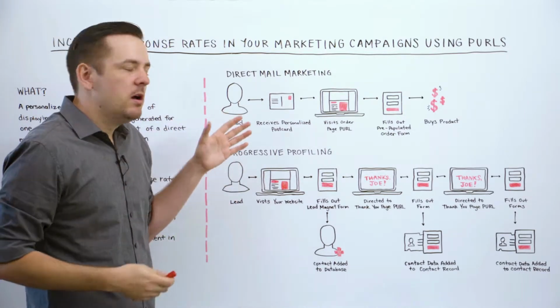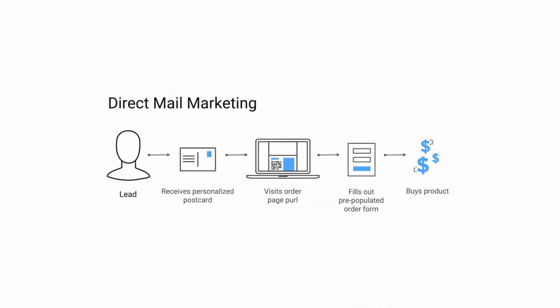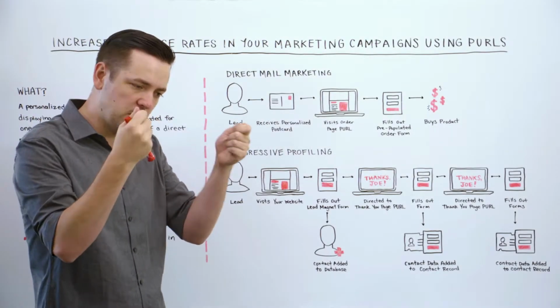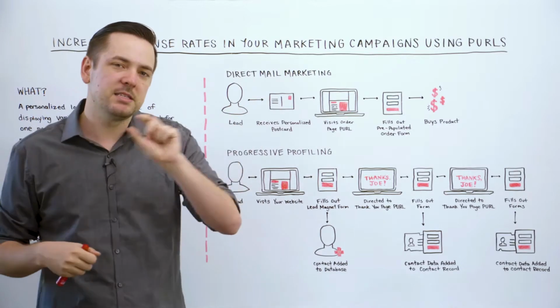As you probably know, Ontraport has postcards built in, right? So you can send a lead a postcard from within Ontraport. And on that postcard, you can embed the PURL. So on the physical piece of postcard, it can say sam.mysite.com.